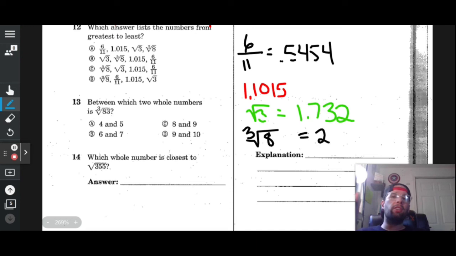So which of these is the greatest? The cube root of 8 is the greatest, so not U and not U. Which one's the second greatest? The square root of 3, so it's going to be C.